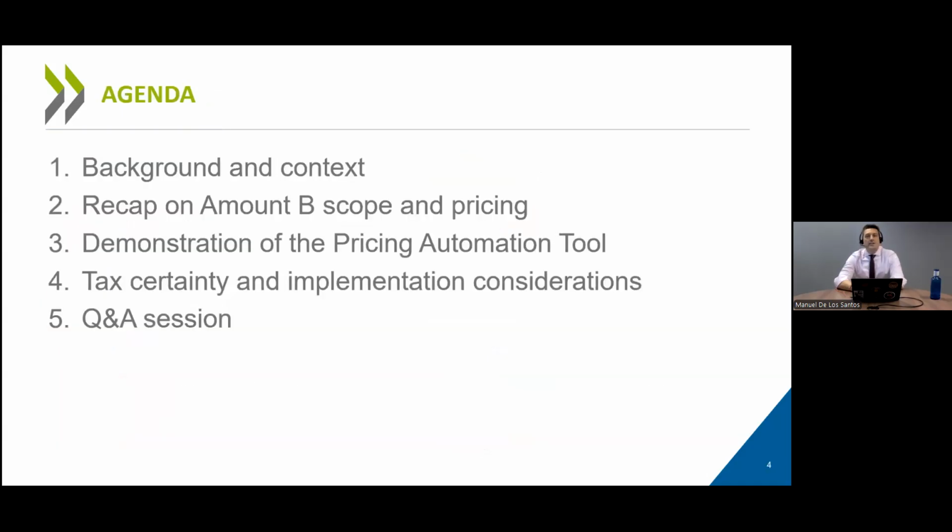So just to give you a sense of what we are covering today on this technical webinar on Amount B, Achim and myself will speak to the first point of the agenda to provide a bit of background and context on where we are coming from and how Amount B came to life to some extent. Second point will be covered by Sarani and Noel. They will be speaking about the scope and the pricing elements of Amount B. Then Kenjiro will take over and he will do a bit of a live demonstration on how the pricing automation tool works. And then Gabriela will pick up the conversation on tax certainty and implementation considerations.